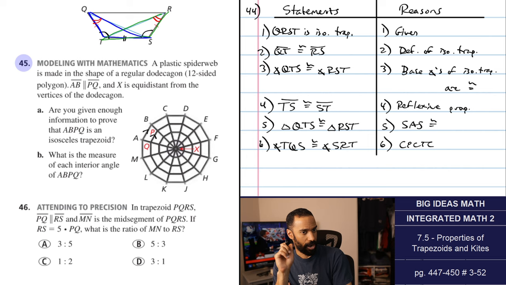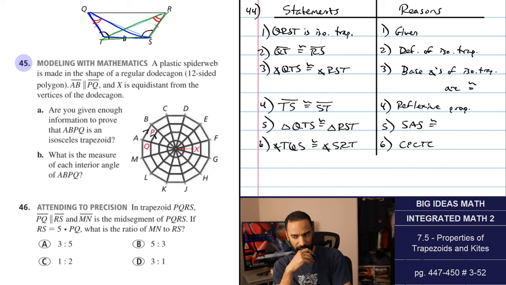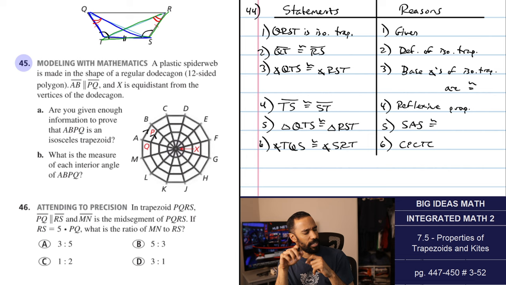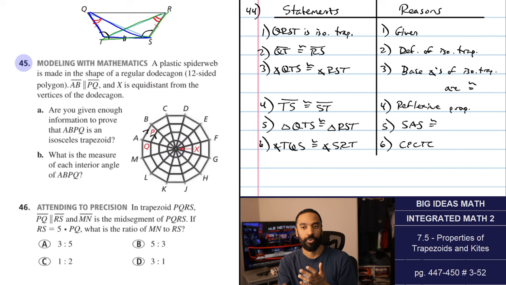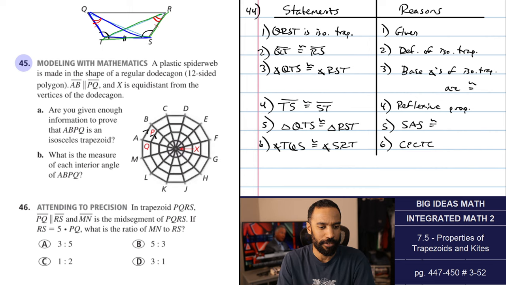Regular dodecagon, parallel parts, side congruent. Wait, it's not congruent to anything else. Parallel, equidistant. Yeah, we proved it with the mid segment. I think within we have mid segments. I feel like that would be enough from there. I don't know. It kind of seems like yeah.